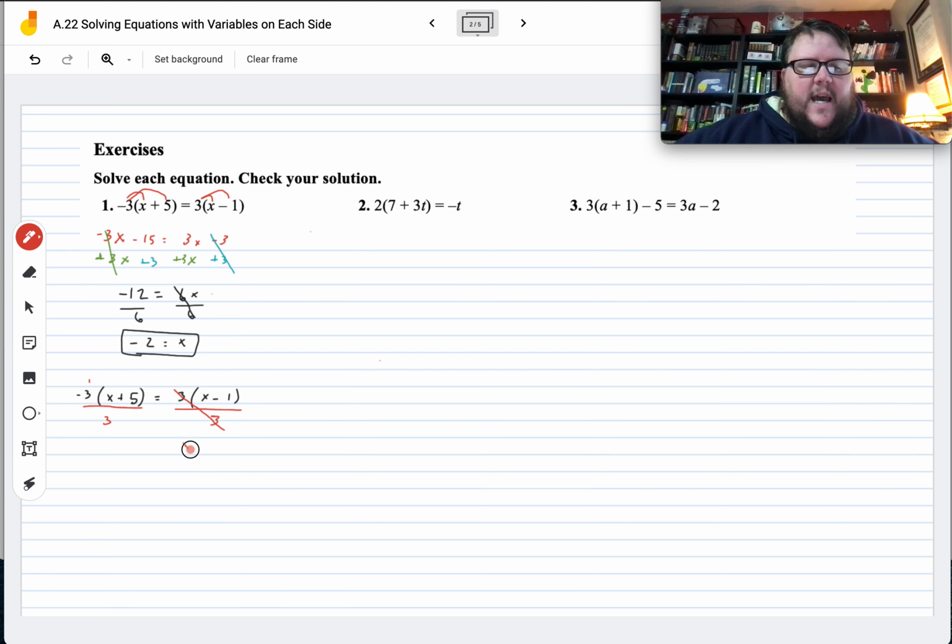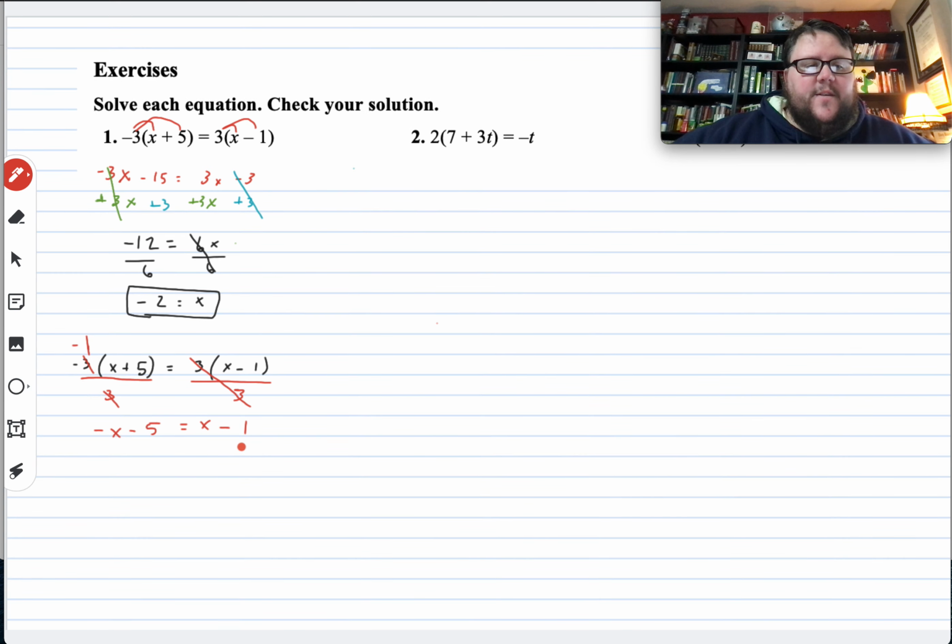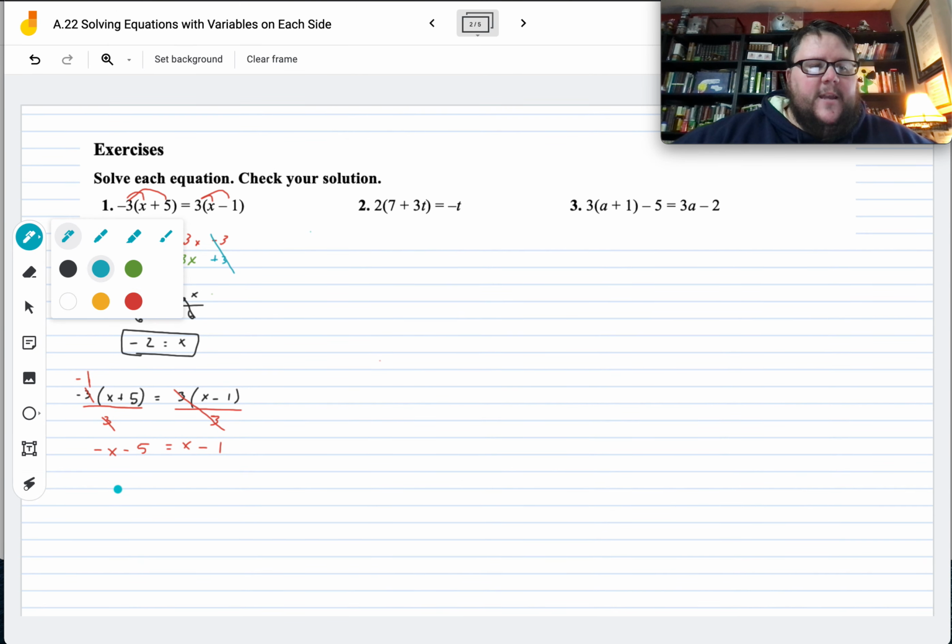So on the right side, I'm left with x minus 1. However, on the left side, the 3 cancels out, but there's still a negative 1 there. So I got the negative 1, so I'm just going to distribute the negative 1. So I get negative x minus 5. All right, negative x minus 5. And now I'm just at the final stage where I add my x to both sides, add x to both sides.